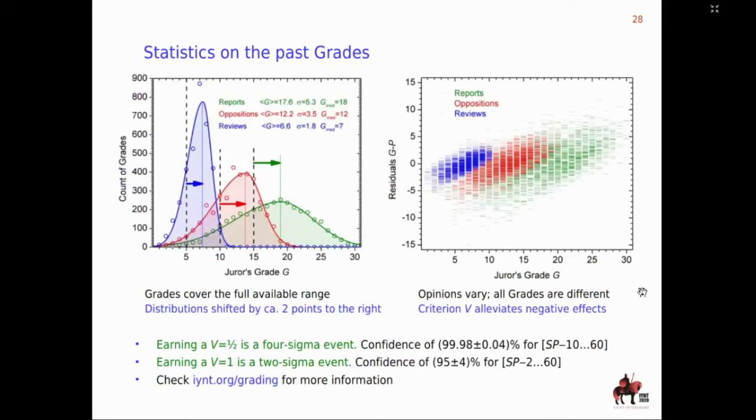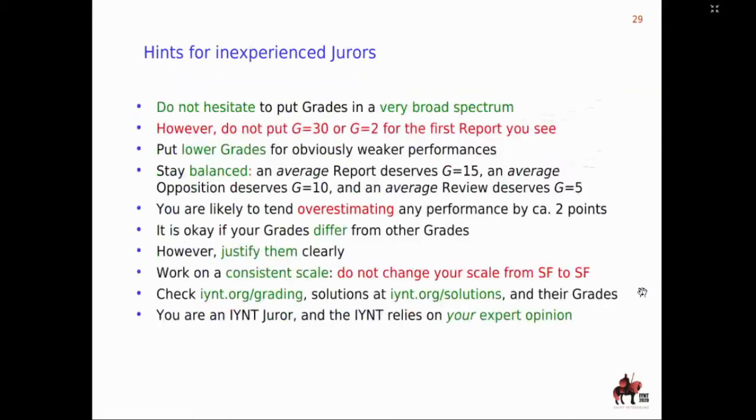And being a runner-up, having the criterion of victory equal to 0.5, is a 4 sigma statistical event. And if you would like more information about statistics and grading, please visit our webpage, IYNT.org/grading. Some hints for inexperienced jurors.